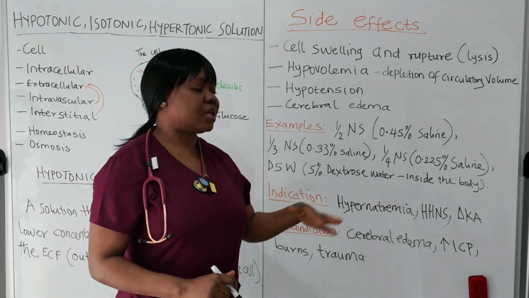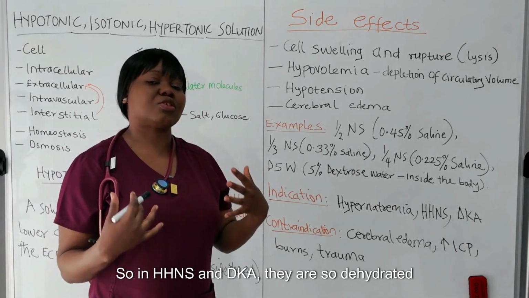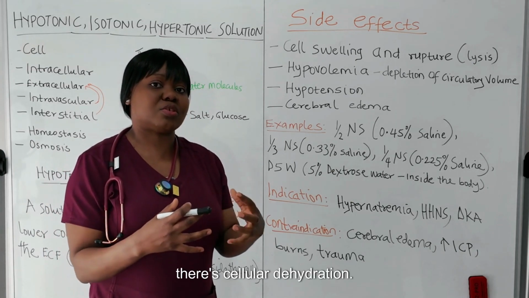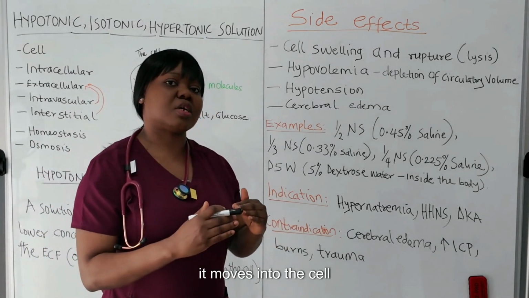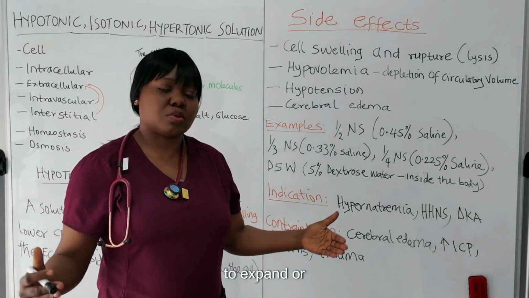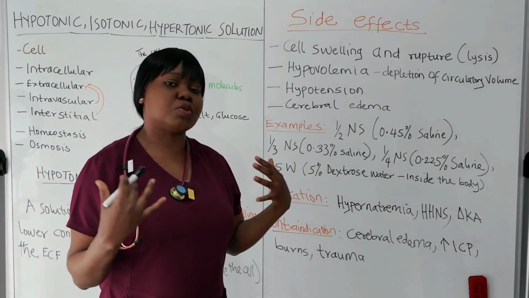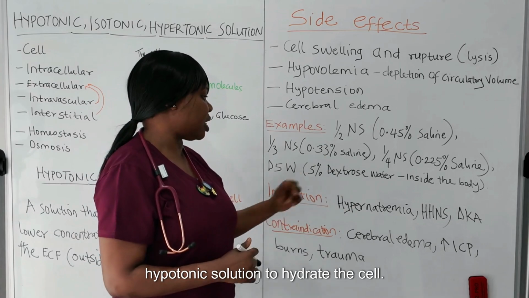So that's one. Another one is in HHNS, even in DKA. In HHNS and DKA, they are so dehydrated to a point that their cell is starved. There's cellular dehydration. So when you give hypotonic solution, it moves into the cell to expand or to increase the cell size, to kind of hydrate. So we use hypotonic solution to hydrate the cell. These are some of the conditions.